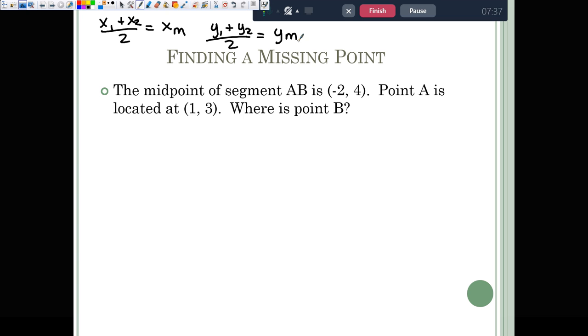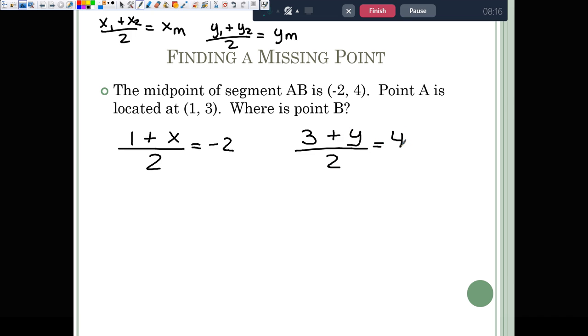So knowing that, if we're given the midpoint, like for example here it says the midpoint of segment AB is negative 2, 4, and point A is located at 1, 3, I can substitute the information that I know into these two formulas and find that point, okay? So I'm just going to assume that x1 is 1. I don't know x2, so I'm going to leave it as x, and it's divided by 2. And it equals my midpoint x, negative 2. Okay, and then my y is 3, plus I don't know my other y, we're going to divide it by 2, and it's going to equal 4.